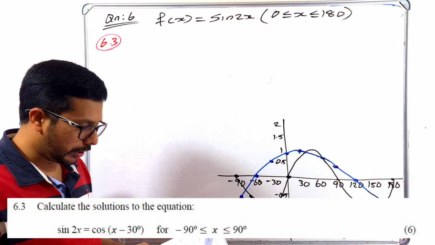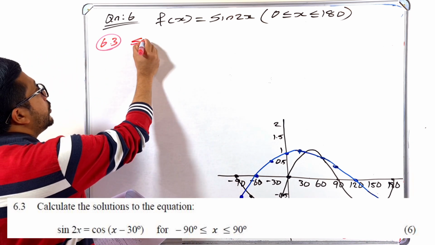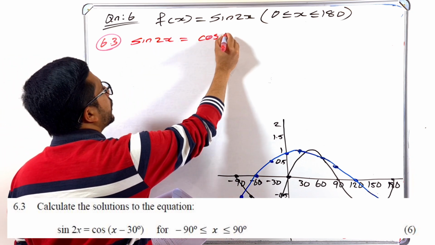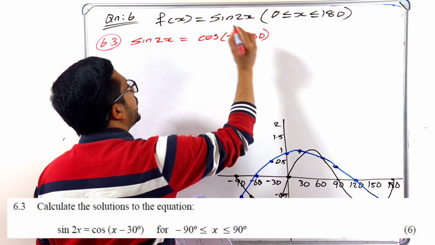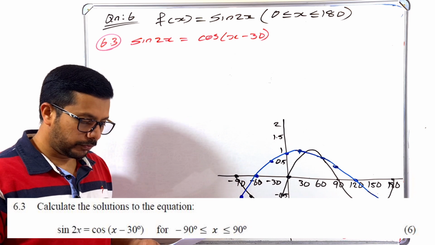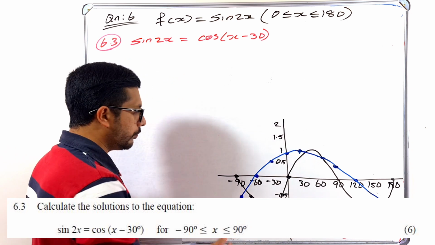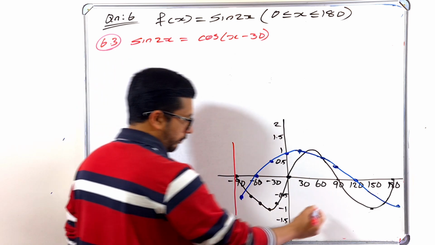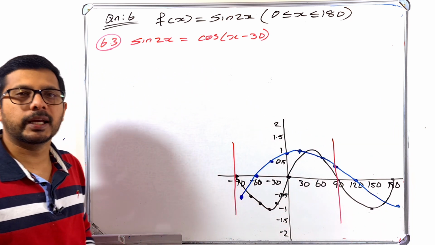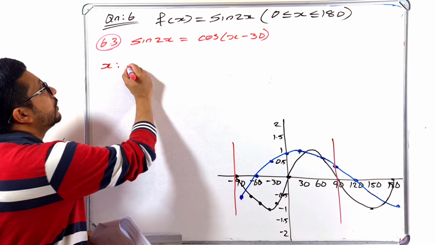Calculate the solution to the equation sin 2x is equal to cos of x minus 30. You have to find the solution, which means you have to find the x values, in the interval from minus 90 to positive 90. You have to find the exact x values satisfying this condition.